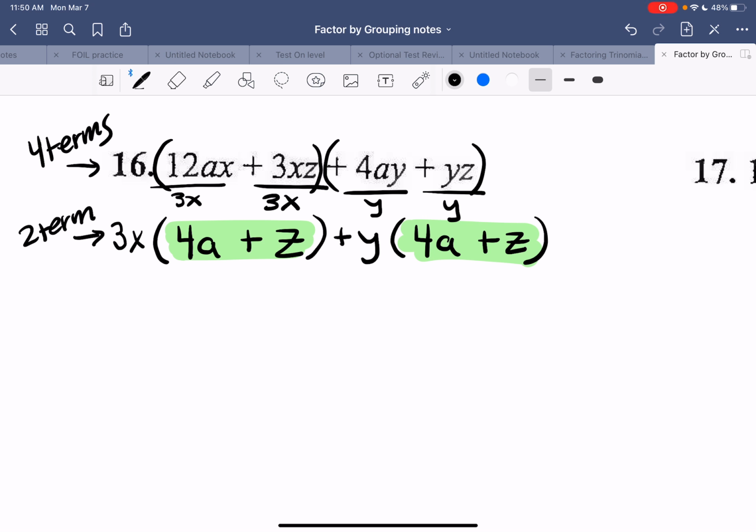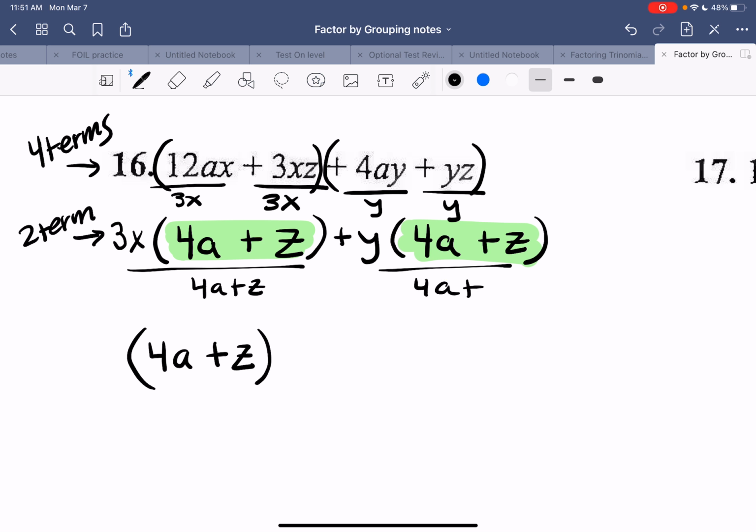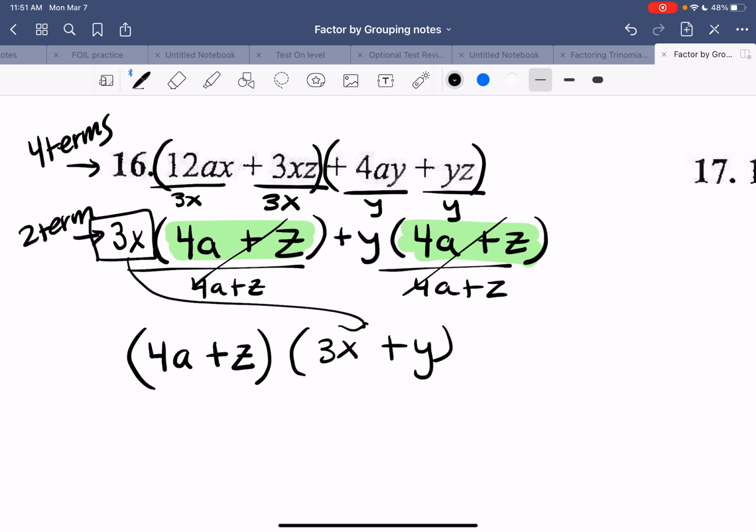So remember when we factor, when we take out a common factor, that common factor goes to the front of the problem. So we now have 4a plus z as the one that we factored out. And then once we divide both of those terms by 4a plus z, the terms that are left are 3x plus y. So that went away, and we are left with 3x, which we put here, and plus y, which we put there.